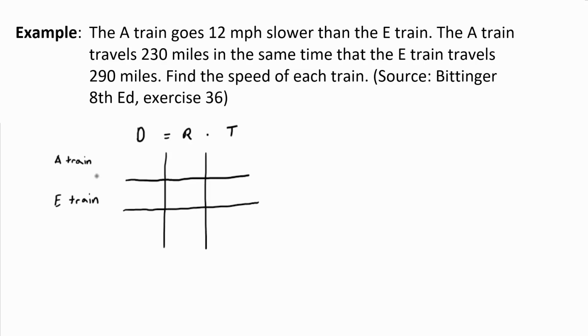So let's see. Do we know how far the A train travels? 230 miles. So let's fill that in right here. How far does the E train go? The same amount of time, which we're not given, the E train goes 290. So it's the same time, so I don't know what the time is for both, but couldn't I label them with the same unknown, t? You want as few unknowns as possible.